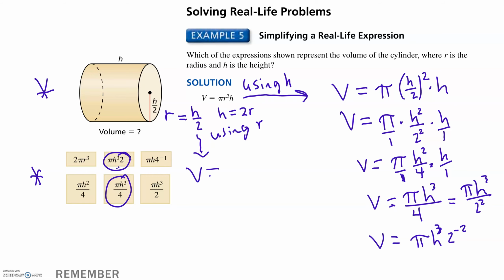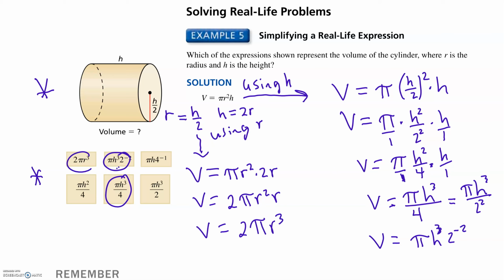So using that expression, we can replace the h with a 2r. We'll reorder. We can do that when we're multiplying numbers and variables. So we have 2 times pi times r squared times r. So another expression for volume is 2 pi r to the 3rd. And 3 of them actually work for calculating the volume of that cylinder.